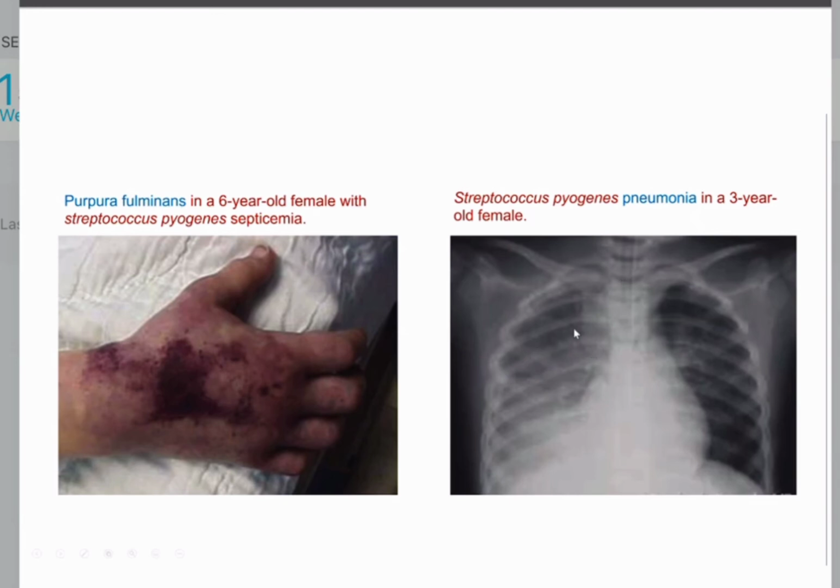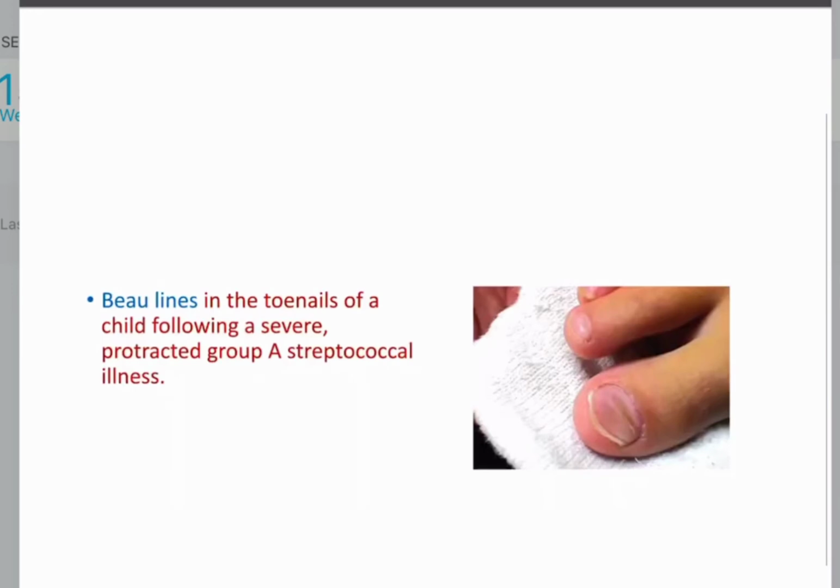Then on the right hand panel, it is showing you the consolidation which you see on the left side of the patient. So again, this is a pneumonia which is being seen with this particular patient. So Streptococcus pyogenes can also present with pneumonia.